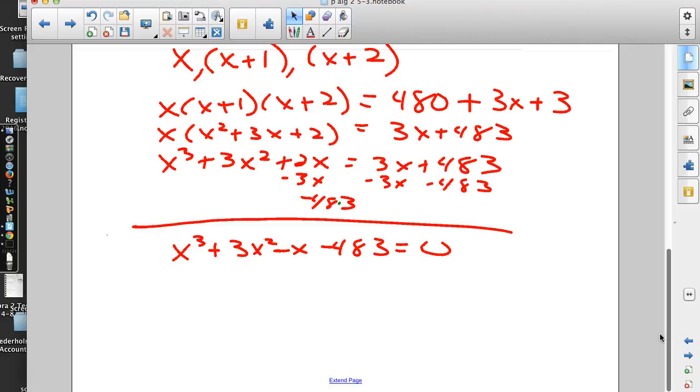So it is graphing calculator time. x to the third plus 3x squared minus x minus 483. I'll try zoom 6 again. Maybe these are smaller numbers. Ooh, there it is. Second graph. Aha, my smallest number is 7. So what are the other two? 8 and 9, yeah, they have to be.